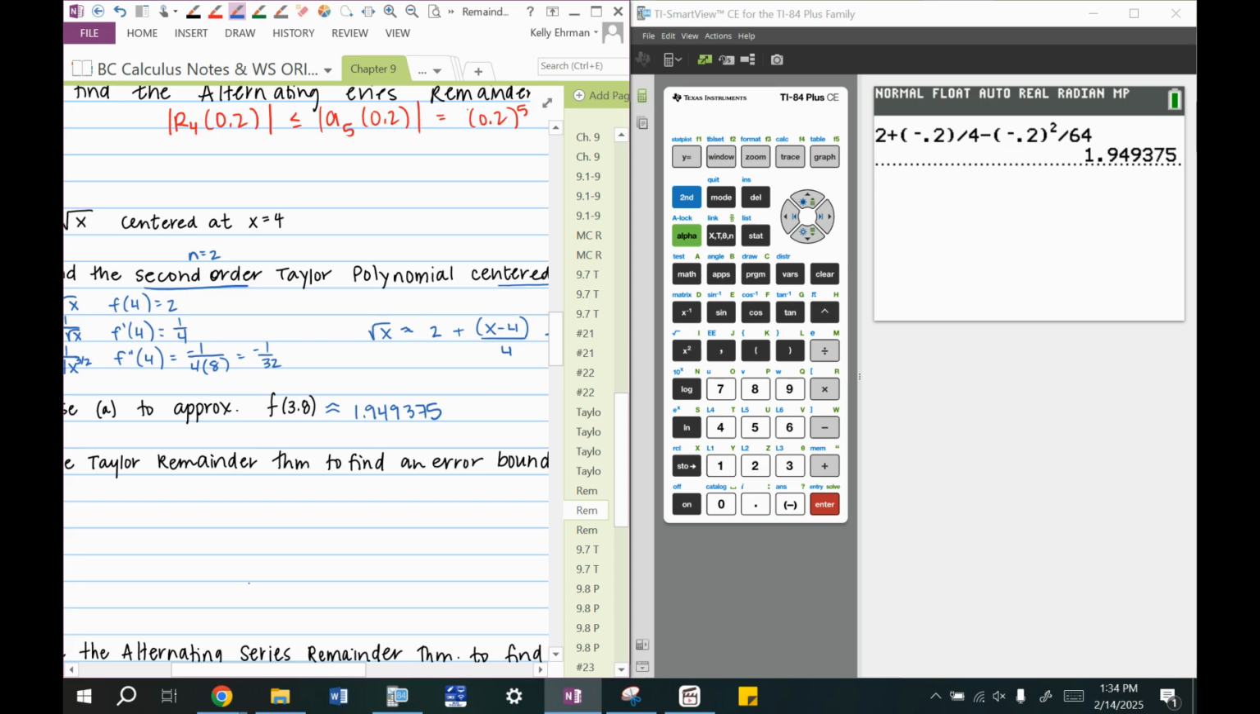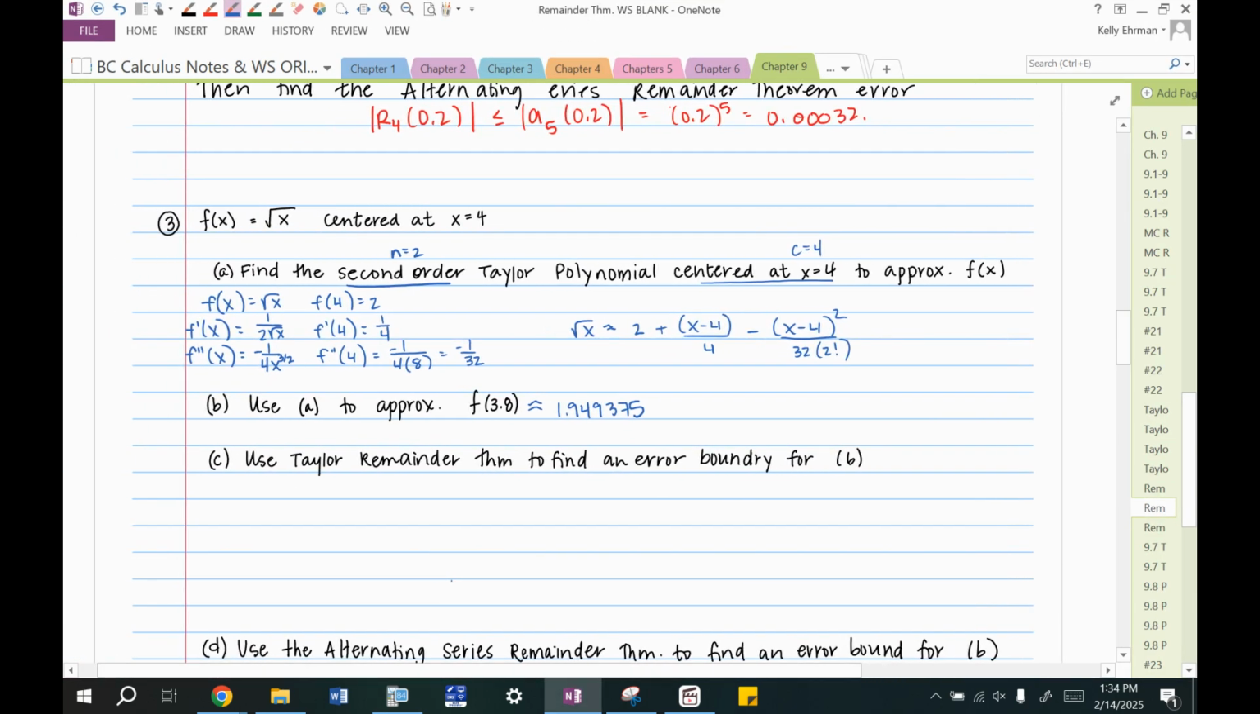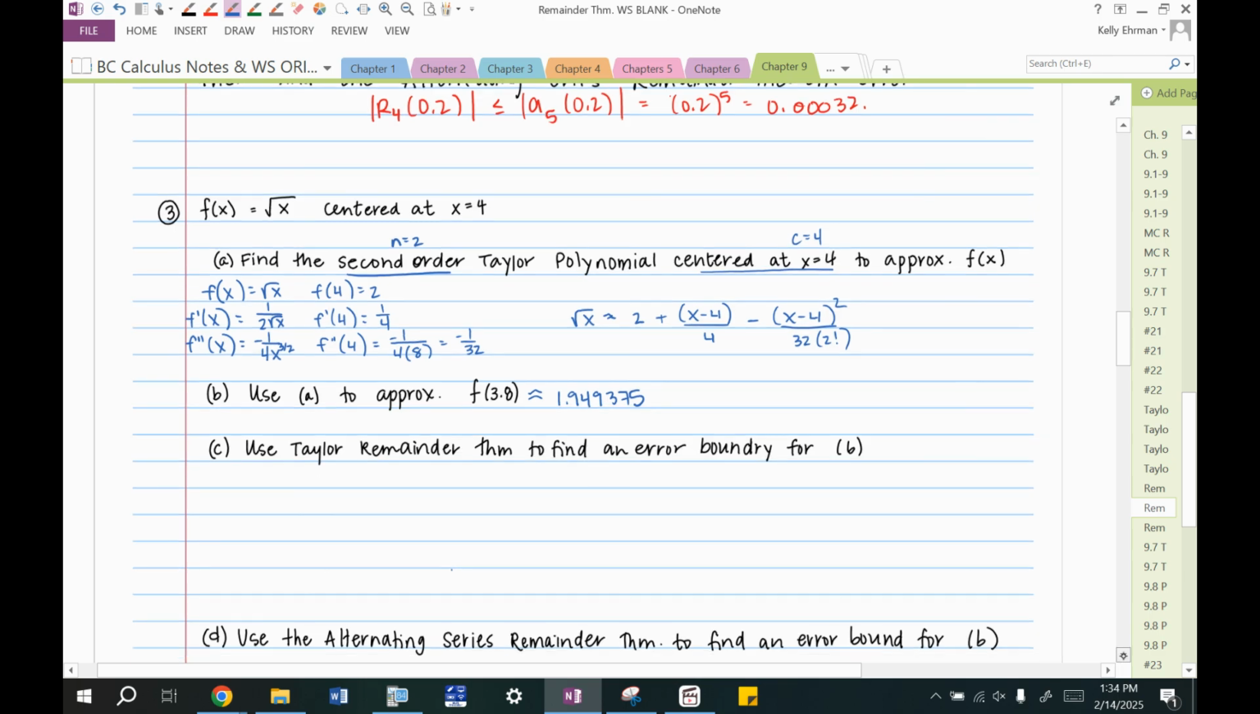1.949375. Let's check to see if we're even in the ballpark. What if we screwed something up? That looks pretty good. Okay, I'm confident so far. All right, use the Taylor remainder to find the error boundary for part B.